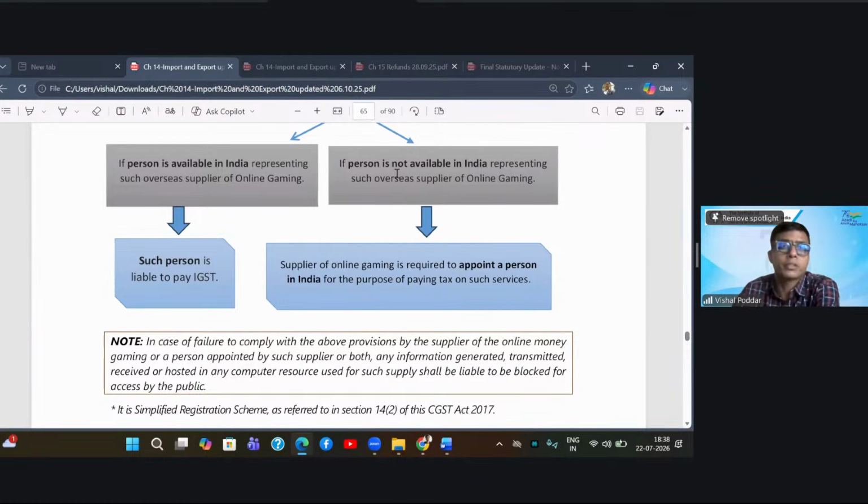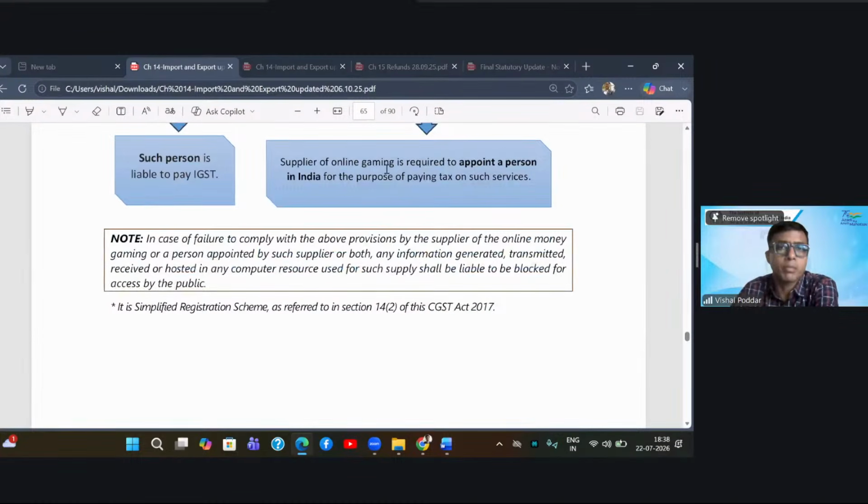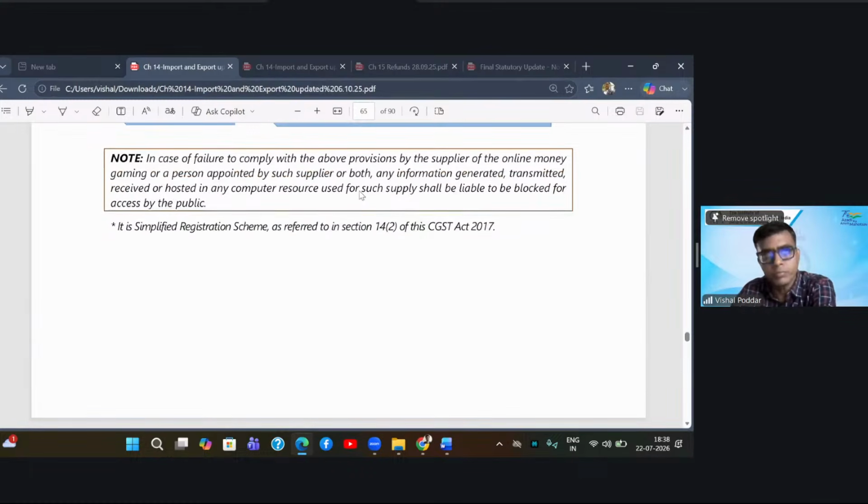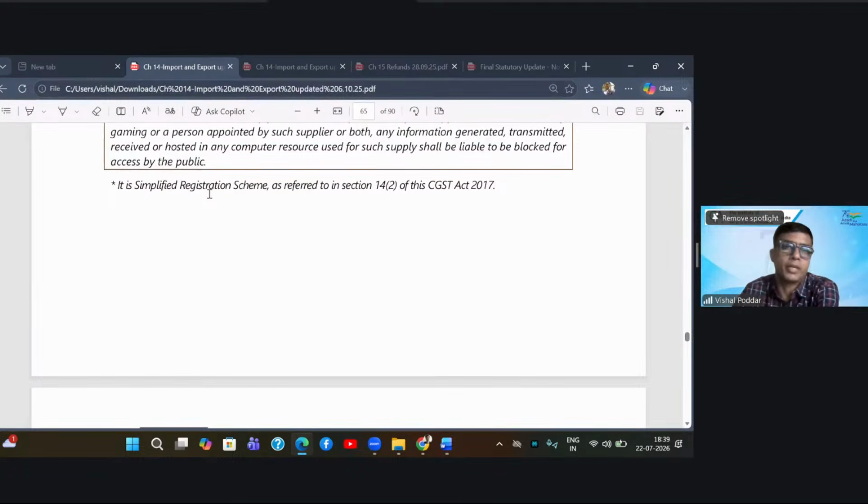Second, if such a person who will be representing the online money gaming is not available in India, then the supplier of online gaming is required to appoint a person in India. If they fail to do this, they will not be allowed to operate online money gaming in India. Now, in case of failure to comply with above provisions by the supplier of online money gaming or a person appointed by such supplier or both, any information generated, transmitted, received, or hosted in any computer resource used for such supply will be blocked for access by the government. So in that case, public will not be able to access it.